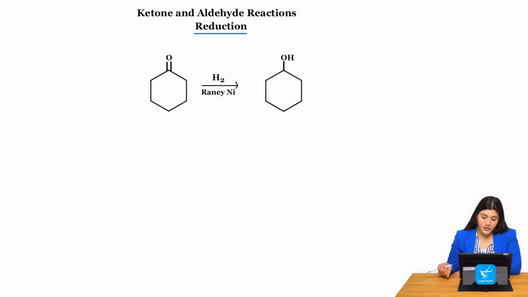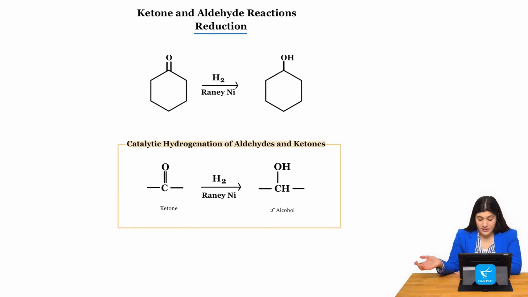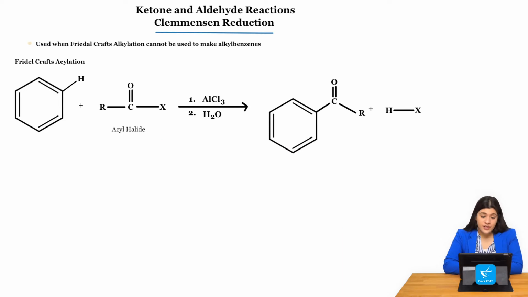Another form of reduction, remember, was this type, that Raney nickel with H2. So all that's happening is we're going from a ketone to an alcohol. And that was really the main idea here, where I'm reducing this from a ketone using this reagent and going to a secondary alcohol. Another form of reduction was the Clemmensen reduction.